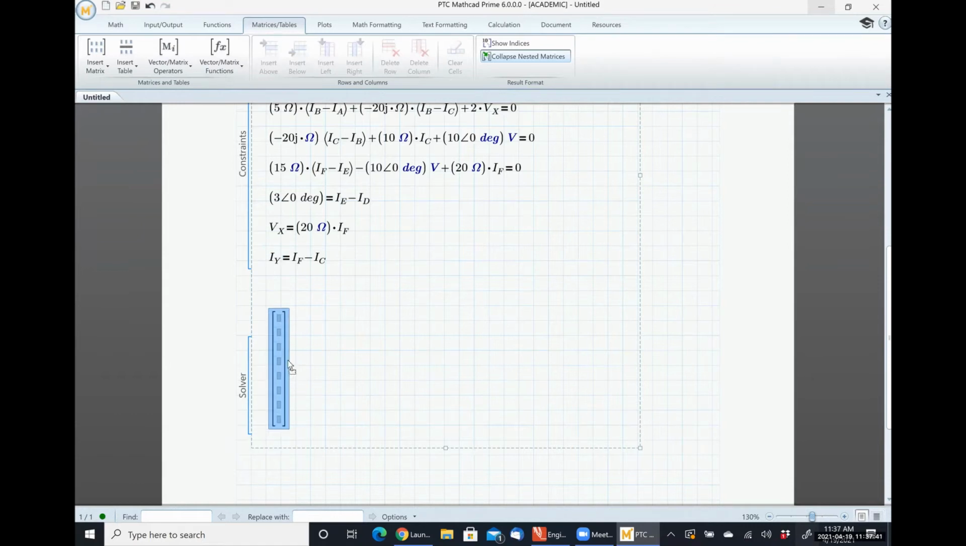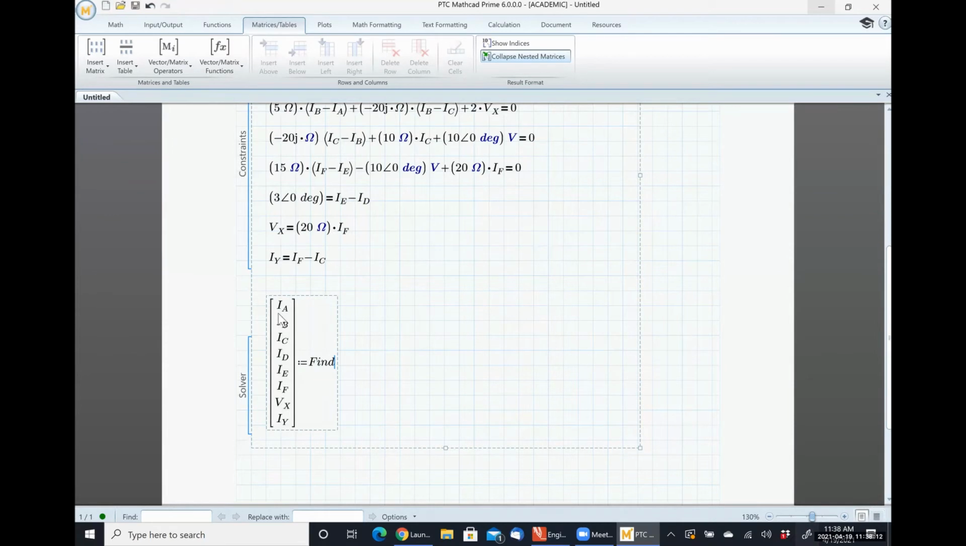I'm going to move this guy down here. And so I'm just going to put in my phasor currents, IA, IB, IC, ID, IE, IF, VX, IY. Doesn't matter what order I put them in there, but I have to make sure that all of them are included.